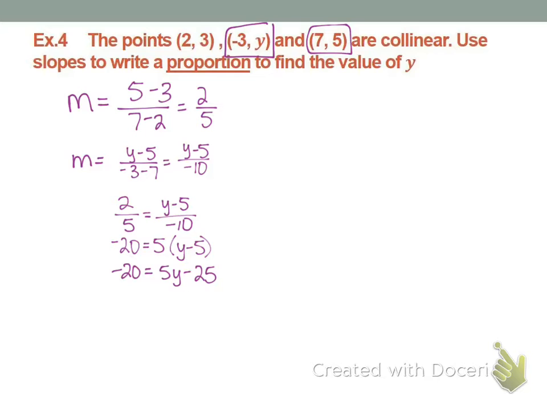Next thing would be to add the 25. We're working on getting y alone. So we end up with 5 equals 5y. Last step. Divide by 5 and y equals 1. Okay, if you did your work differently, you still should have gotten y equals 1.